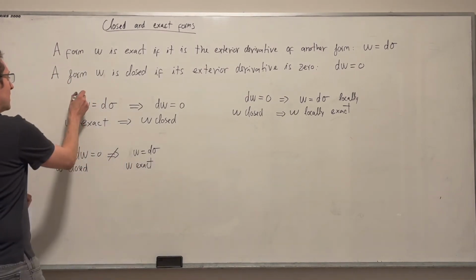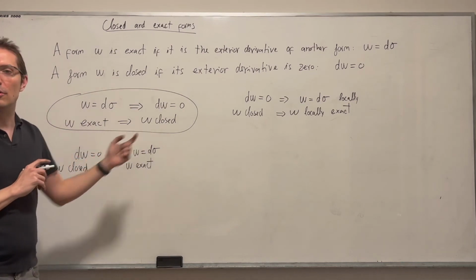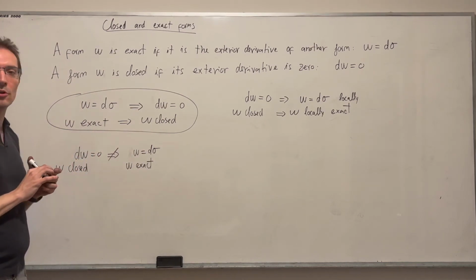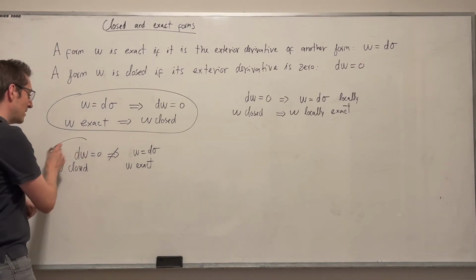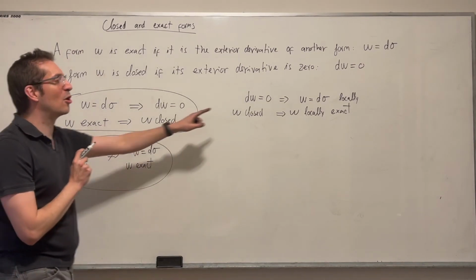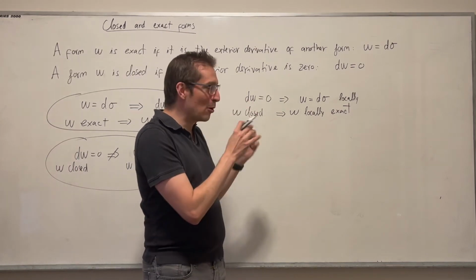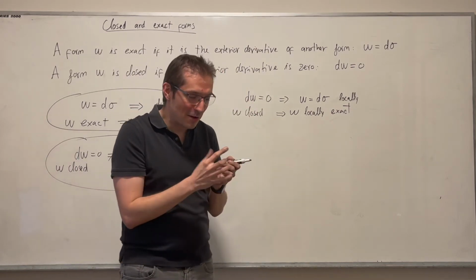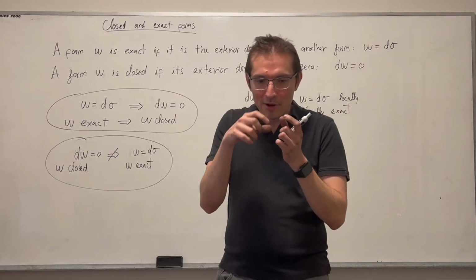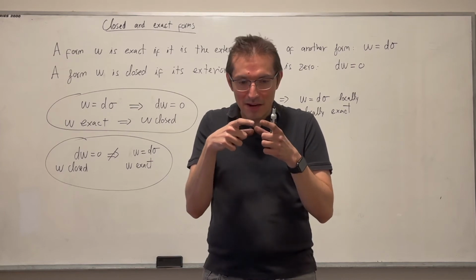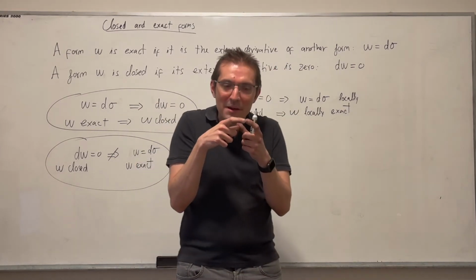Now, how do they relate with one another? Okay, this one is very powerful. A form that is exact is closed, always. A form that is exact is always closed. Now, the opposite is not true. A form that is closed is not always exact, but it's true locally. So a form that is closed locally implies that it's exact. So if you're looking at a form in a part of the manifold, around a point of the manifold, and in that part of the manifold the form happens to be closed, then in that little part of the manifold it is exact.